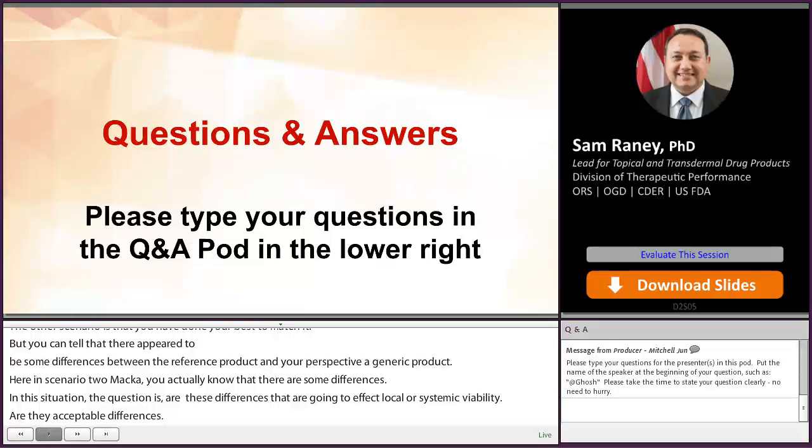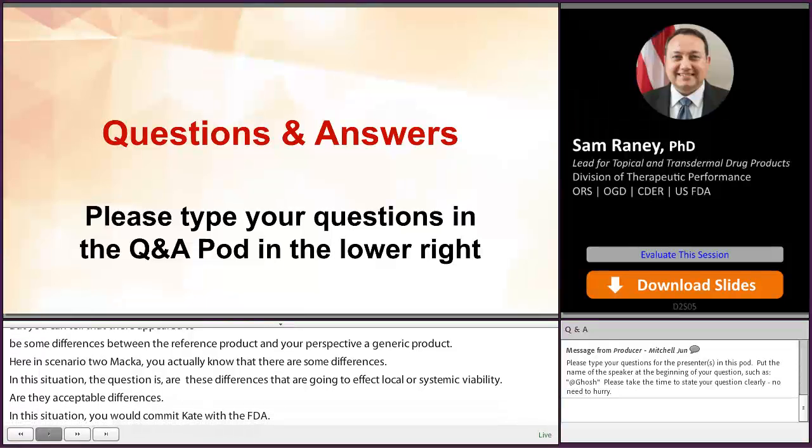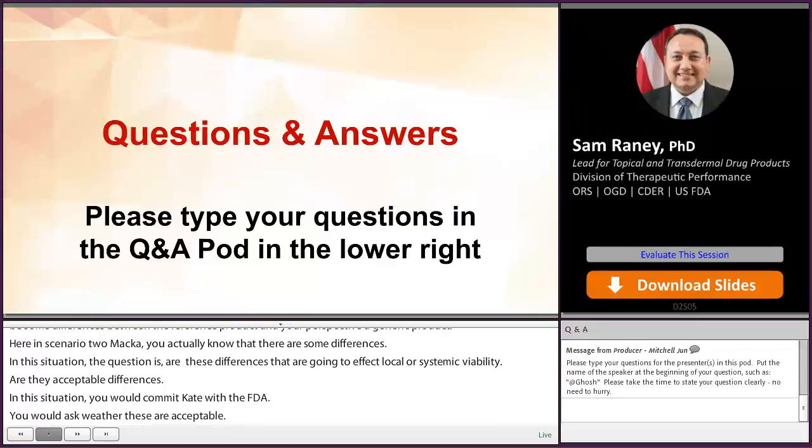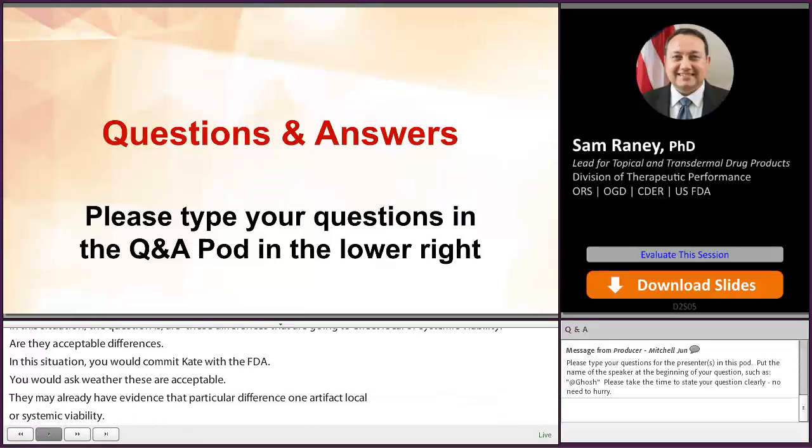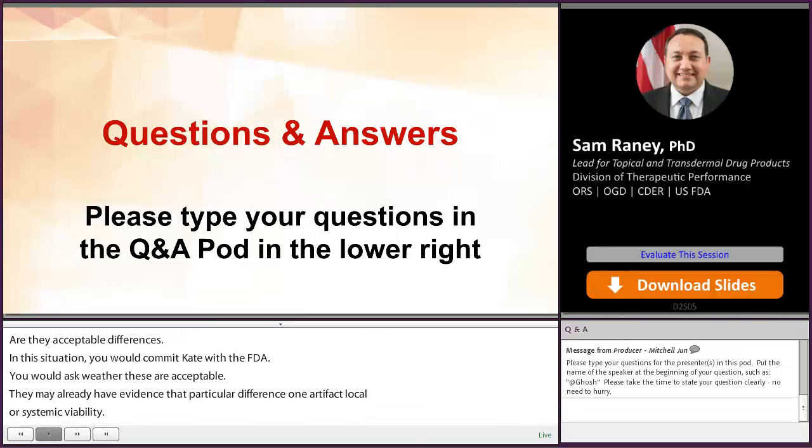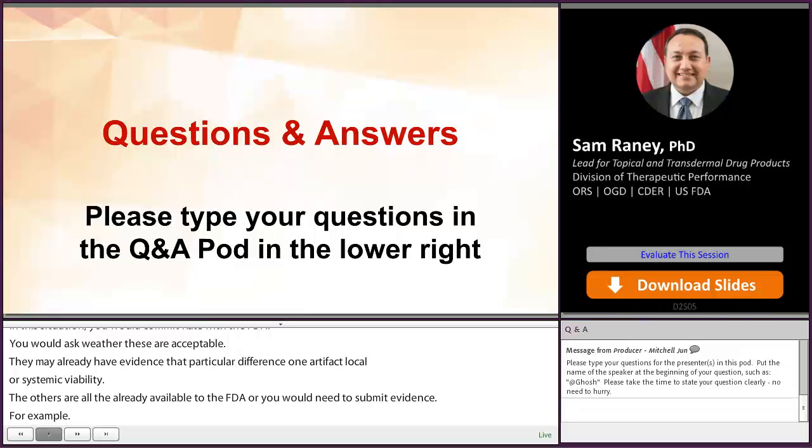Perhaps FDA might already have evidence that that particular difference would not affect local or systemic bioavailability. So that's either evidence already available to the FDA, or you would need to submit evidence in your ANDA. For example, you might propose to perform an in vivo DOFM study like Dr. Ramezanli talked about, in which you'd be measuring the local PK as well as monitoring the systemic PK in that study, and thereby you'd provide evidence that the particular differences you've characterized between the test and reference products do not affect local or systemic bioavailability.